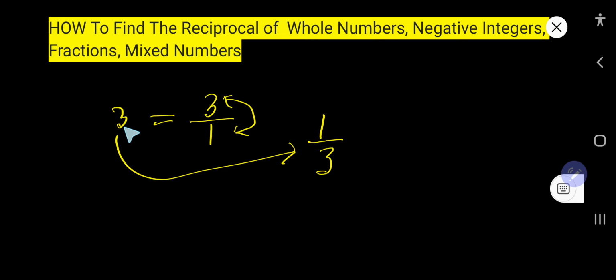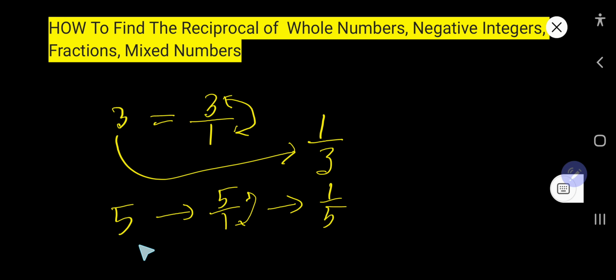That is, the reciprocal of a whole number is 1 divided by that number. Okay, so let us take another example. What is the reciprocal of 5? Just rewrite it as 5 over 1 and then flip this fraction: 1 over 5. So the reciprocal of 5 is 1 over 5. That is 1 divided by that number.